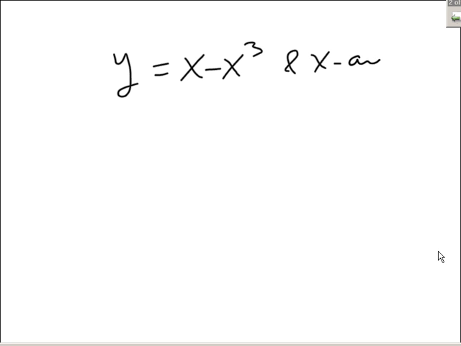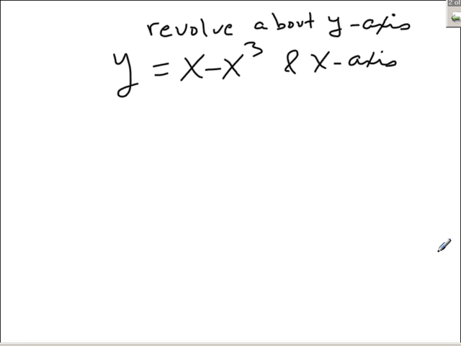Suppose you want to find the volume of a solid of revolution formed by revolving the region bounded by y equals x minus x cubed and the x-axis. We are going to revolve about the y-axis. Well, we should graph this. In order to graph it, it might be helpful to know the zeros.